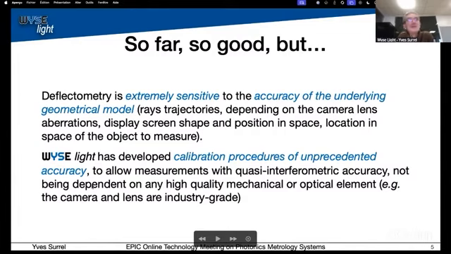And so our specific know-how is to have developed a calibration procedure of unprecedented accuracy to allow measurements with accuracy within 10 nanometers RMS. And in our system, we do not depend on any high quality mechanical or optical elements. For example, the camera and lens are simple industry grade equipment available from any kind of manufacturer.